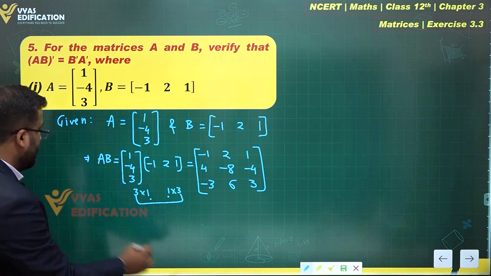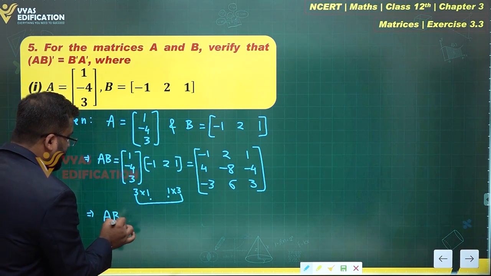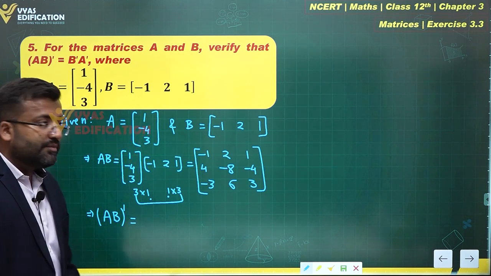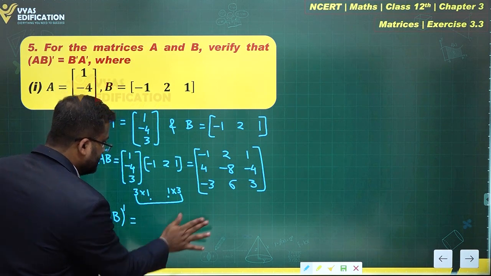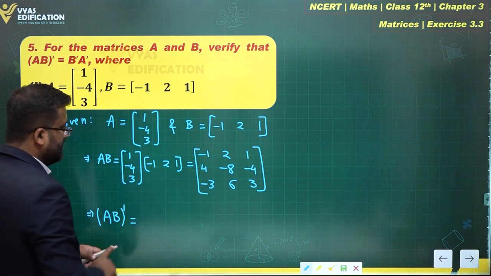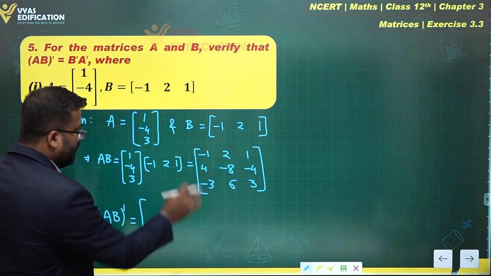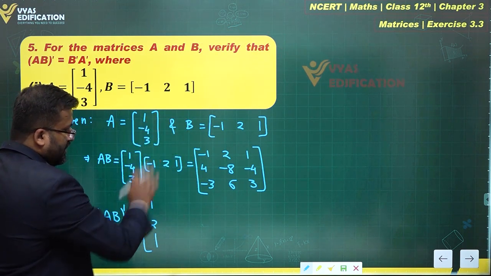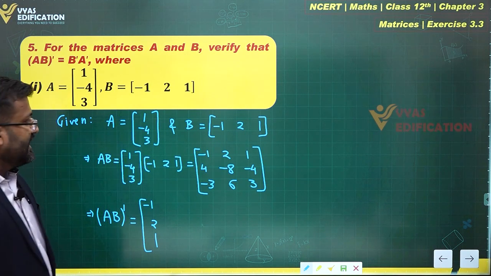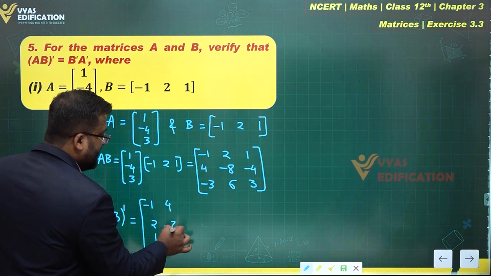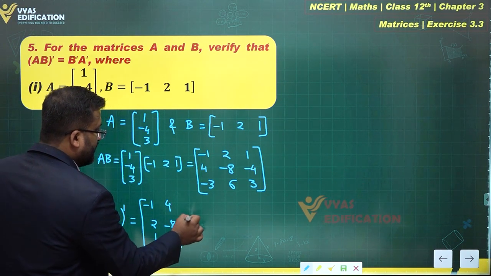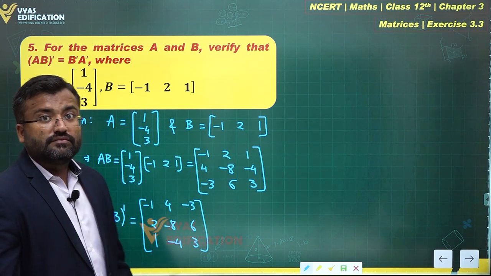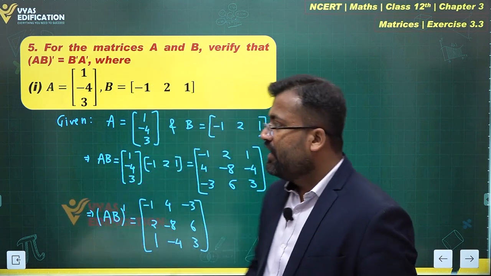Once you have the product AB, its transpose, (AB) whole transpose, can be found very easily. The transpose is found by interchanging the rows and columns. The first row becomes the first column, as you can see. The second row, 4, minus 8, minus 4, becomes the second column. The third row becomes the third column. This is what I have at the end. What next?